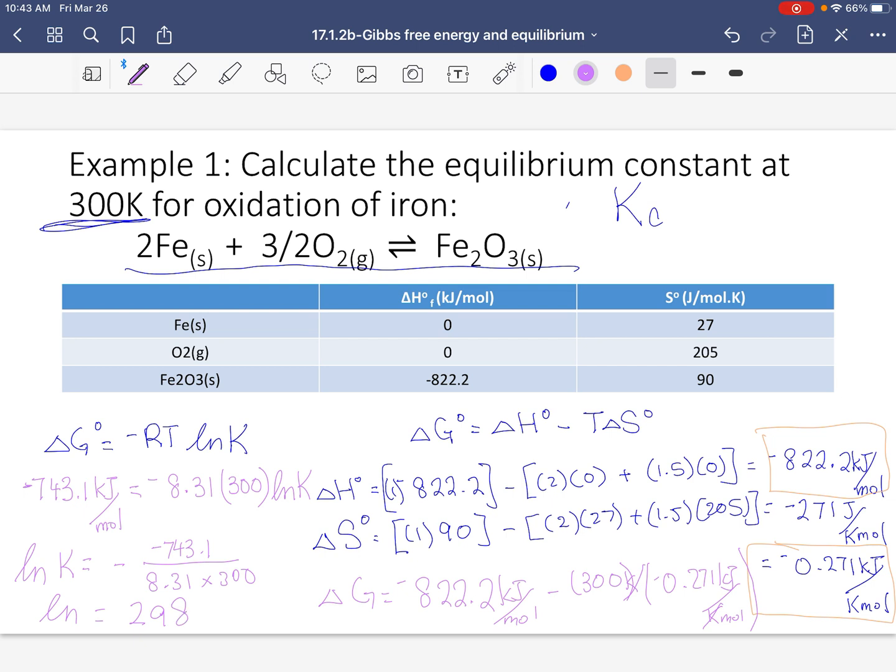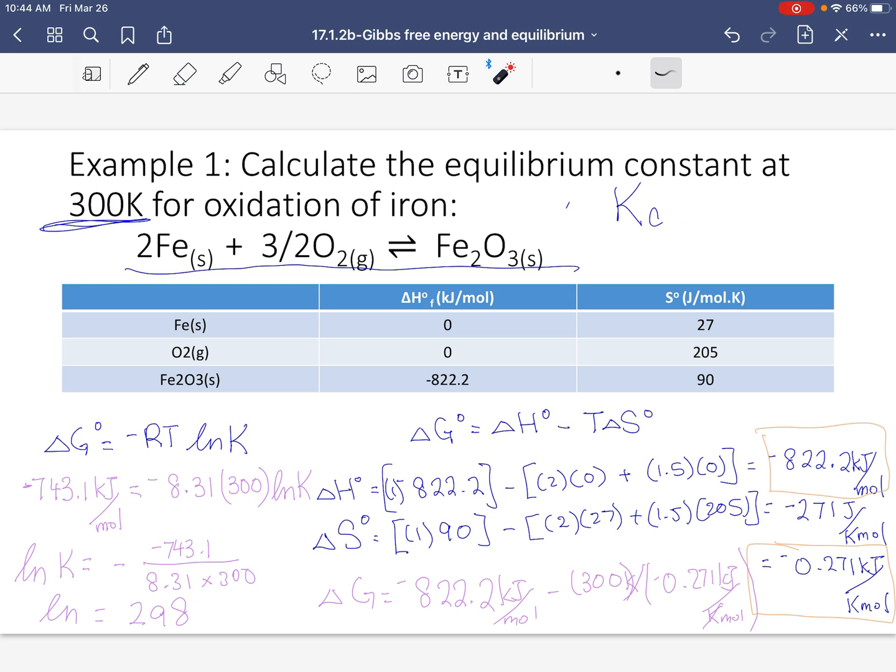I hope I'm right. Actually, something's wrong here. What's wrong is that I might not have wanted to turn this into kilojoules. I think it would have been better if I turned this into joules. Does anybody know why? It's because R, 8.31, is in joules. So it would have been better off if I turned this into joules per mole instead of kilojoules per mole.